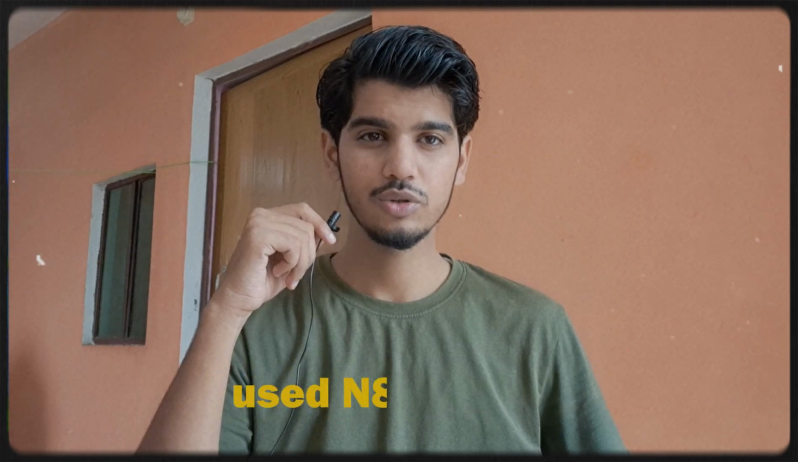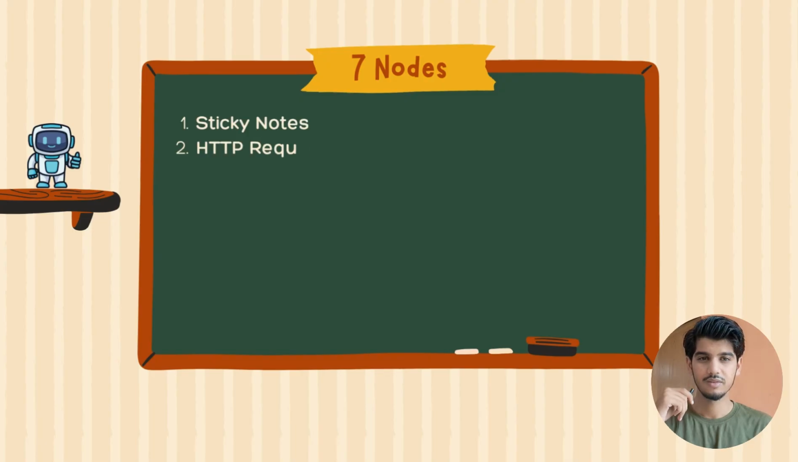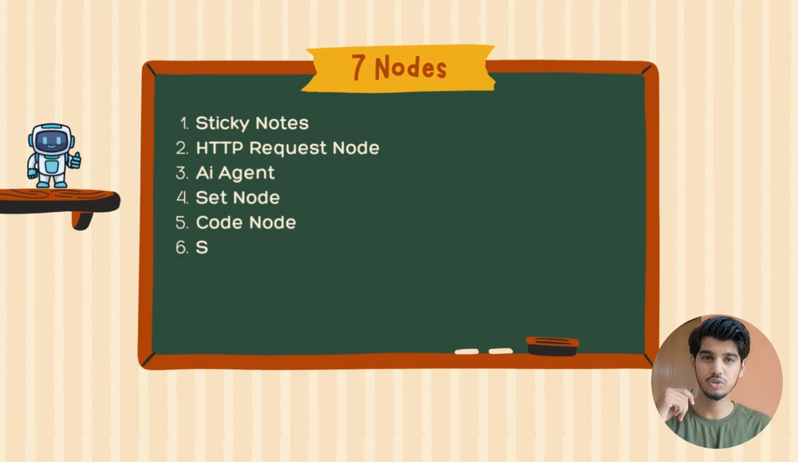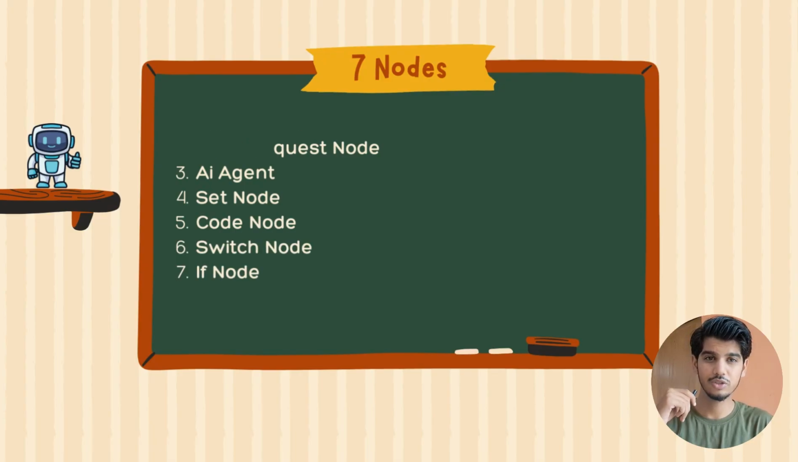7 most commonly used n8n nodes which I use in my workflows. These are the 7 nodes which you have to use in most of the workflows. So as a beginner, you must have the knowledge of all of these nodes.